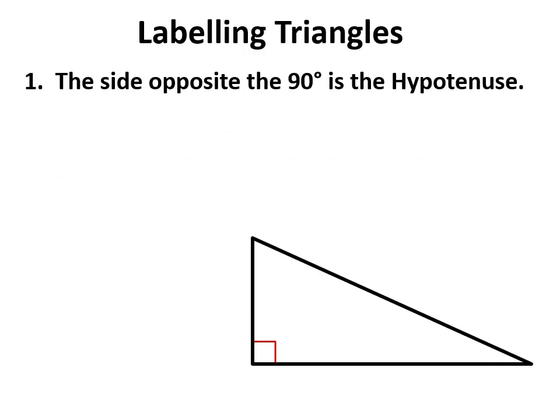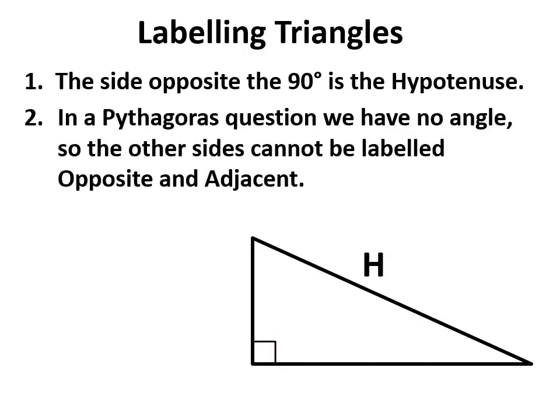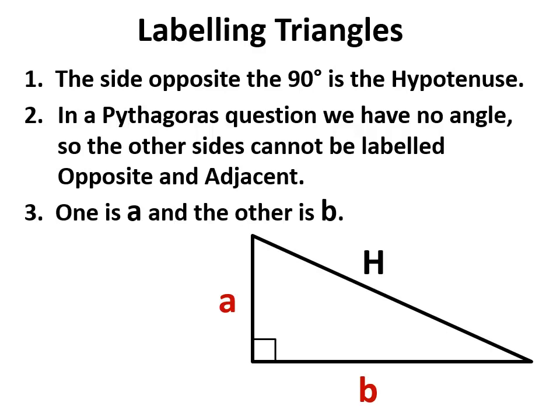First step is always to label the triangle. Opposite the 90 degrees is the hypotenuse. The other two sides we can't label opposite and adjacent because we have no angle to work from, so we just call them A and B. Doesn't matter which one's A, doesn't matter which one's B. So there we have our triangle labeled A, B and H, where H is the long side.